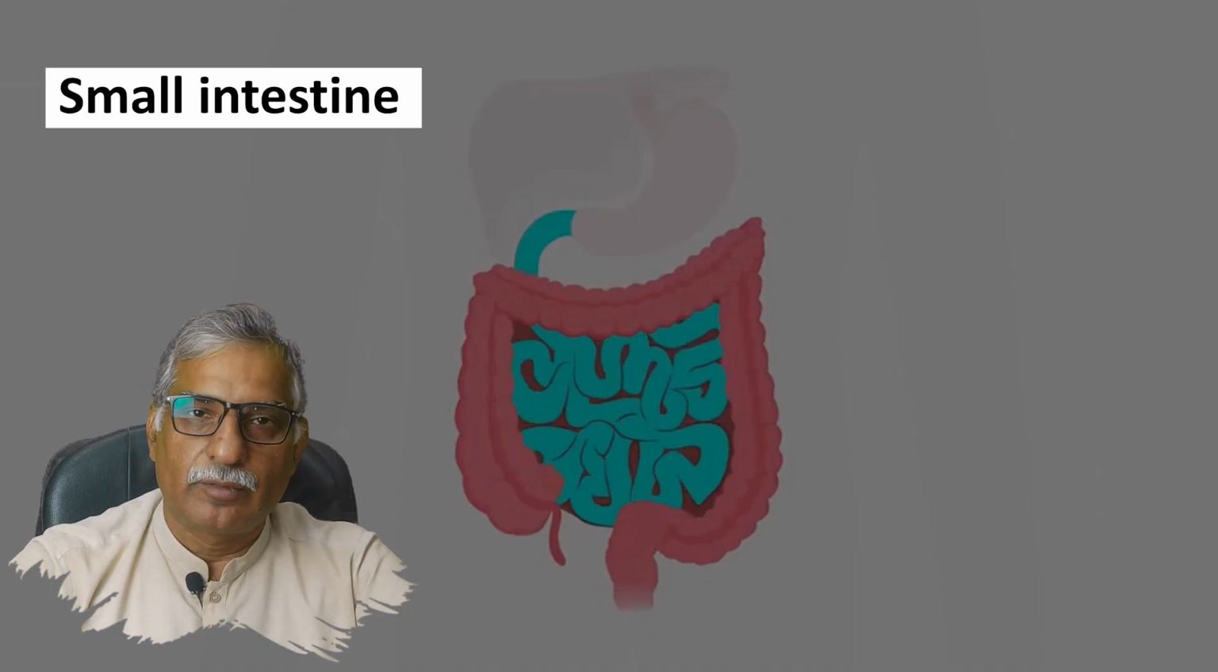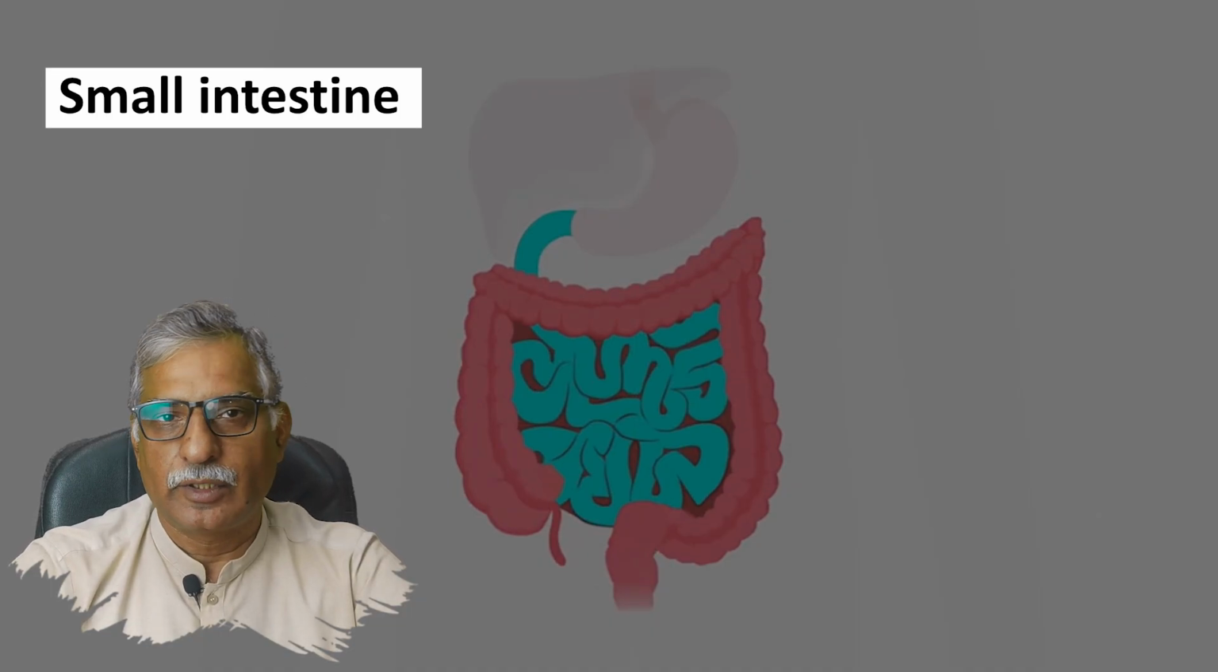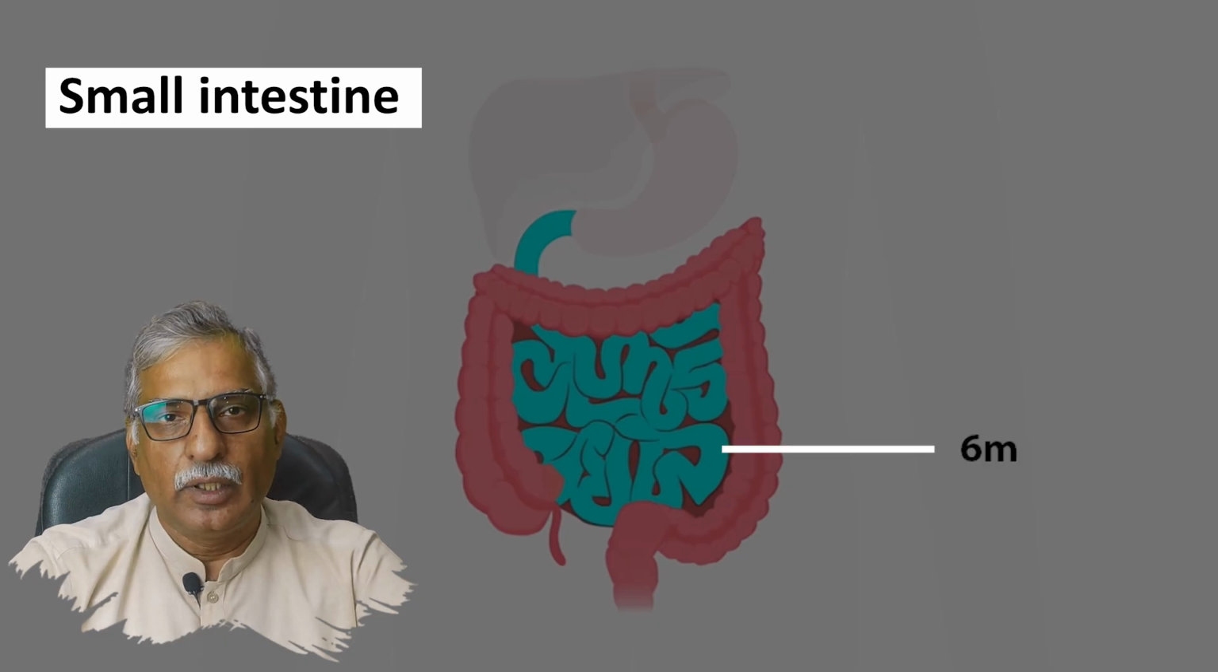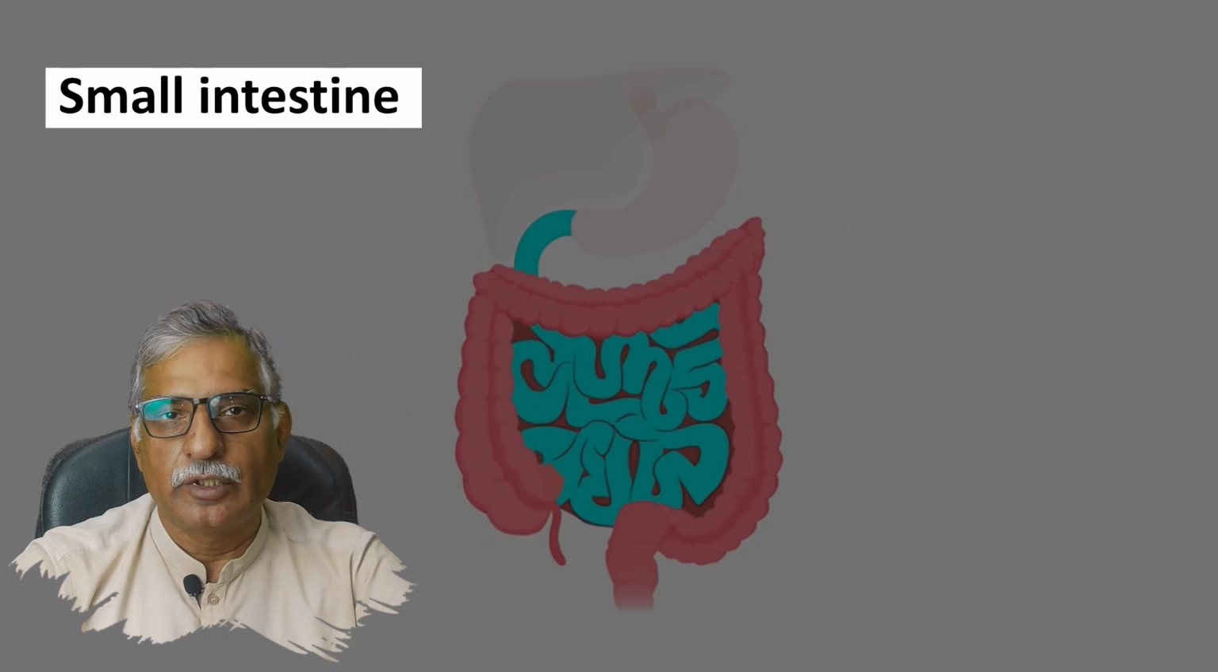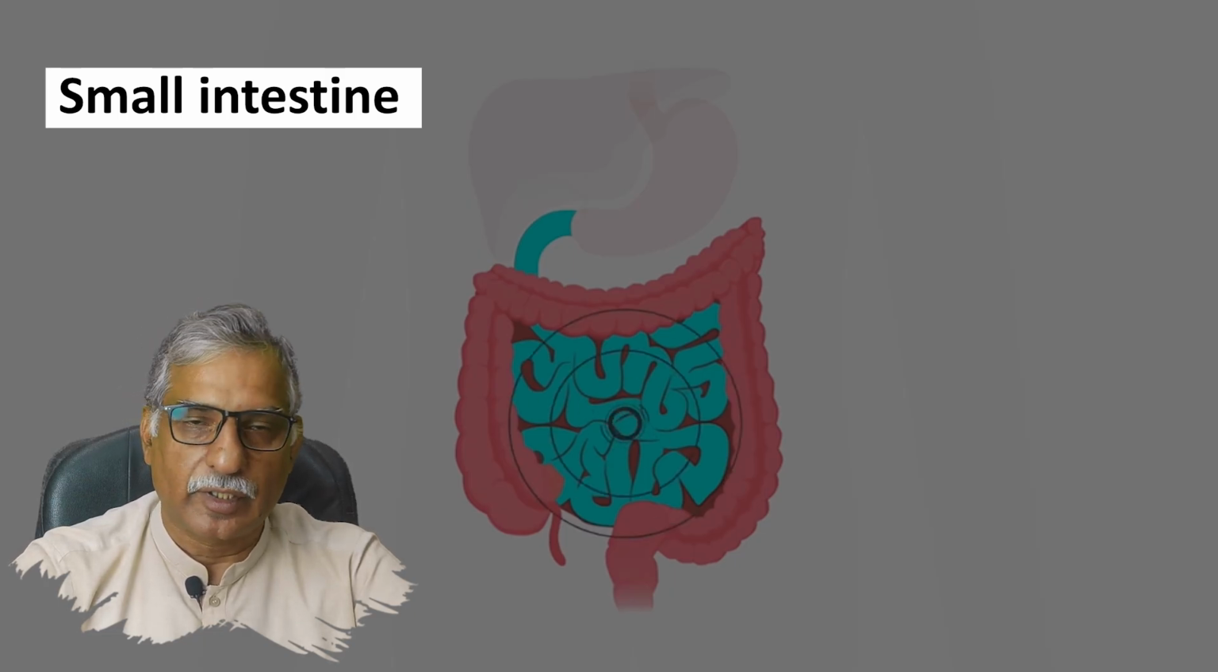The small intestine is a muscular tube with an approximate length of 6 meters, and this muscular tube receives acidic chyme from the stomach. At the pyloric sphincter, the stomach continues into the small intestine, and with each peristaltic contraction wave, a little portion of acidic chyme is introduced into the small intestine.